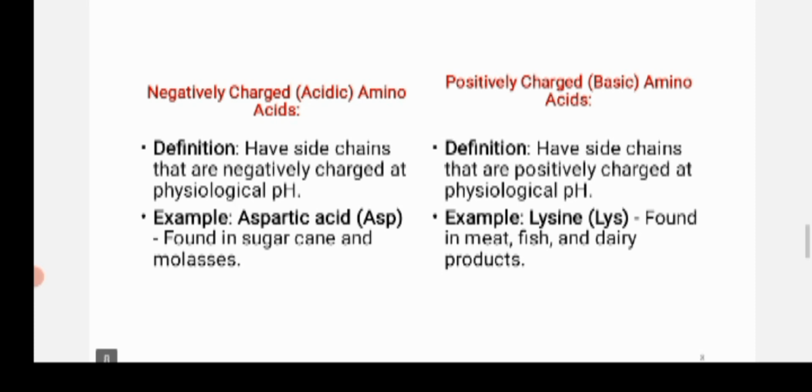Below 7 is the acidic range, and above 7 is basic in nature. The best source of the acidic amino acid is sugar cane, for example aspartic acid. The positively charged amino acids are mostly found in meat, fish and dairy products. The best example is lysine. The short name is LYS.